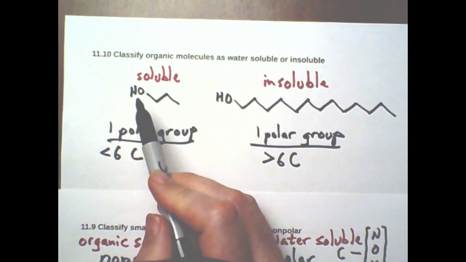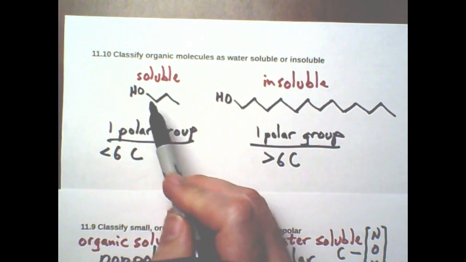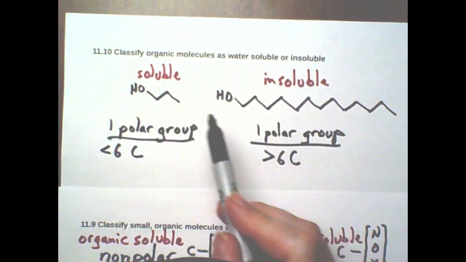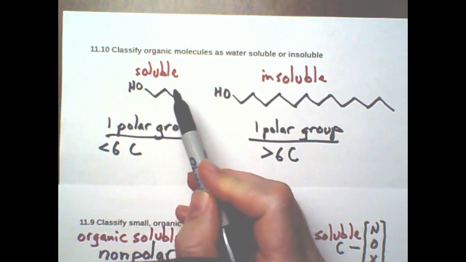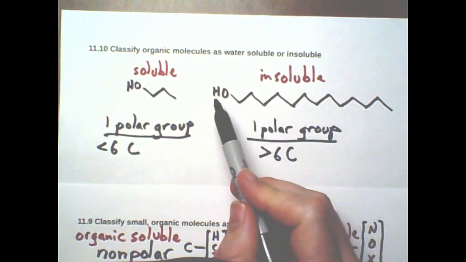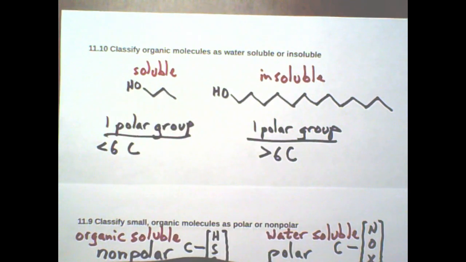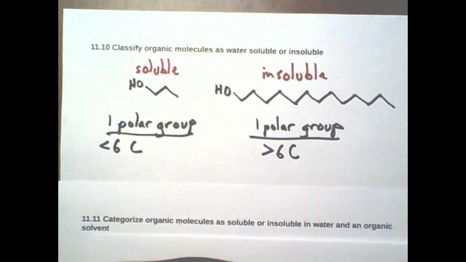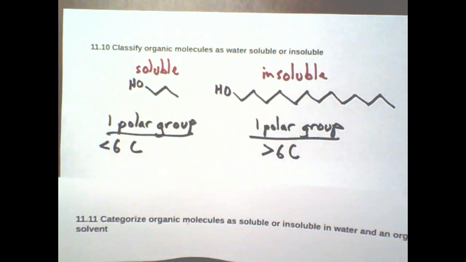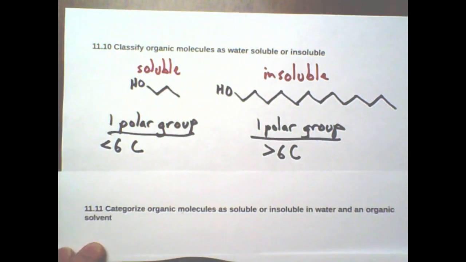So look for polar groups. Are there lots of them, or are there only a few? Look for nonpolar groups. Are there a lot of them compared to the polar groups, or just a few carbons compared to the polar group? And that's how you'll decide whether they're soluble in water or soluble in an organic solvent.